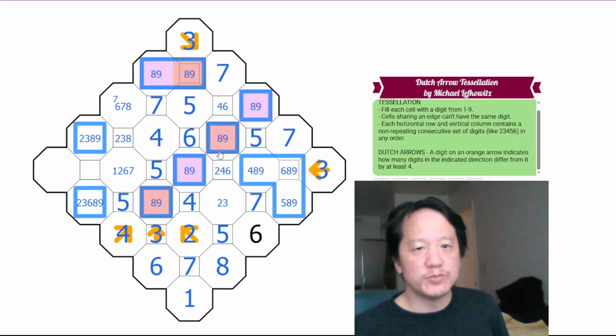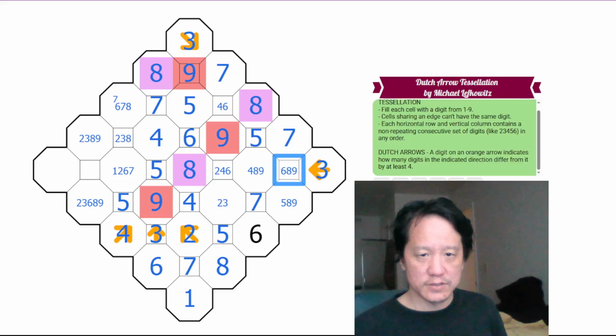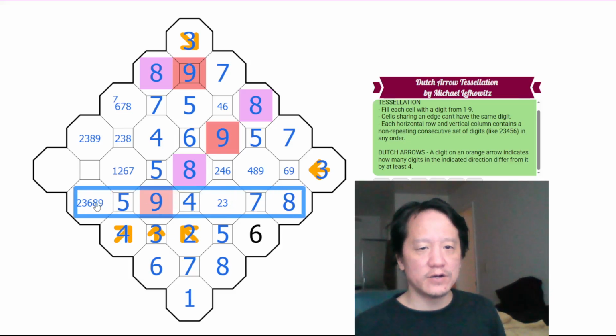8 is here, which means the red cells must be 9. So these must be 9. The pink cells are 8. That means this can't be 8 here. This can't be 9 here. 5 eliminates 5 being here, so it's 8. This must be 3 through 9 now.